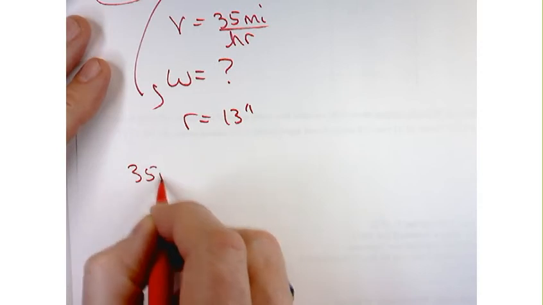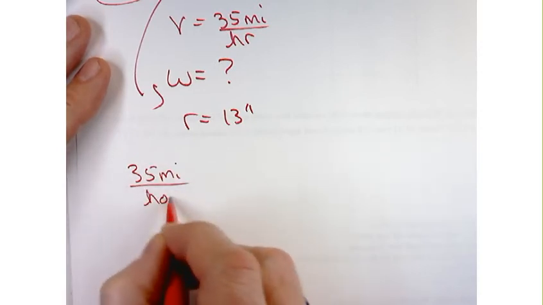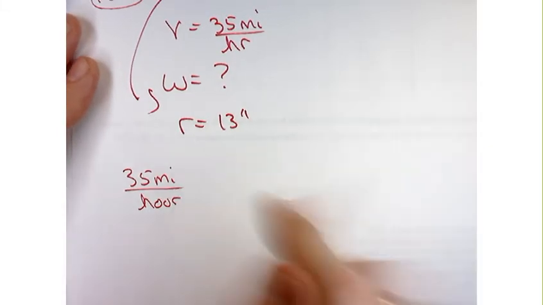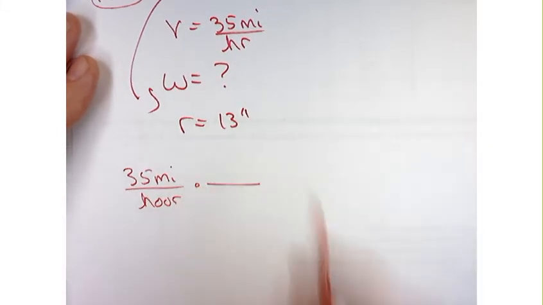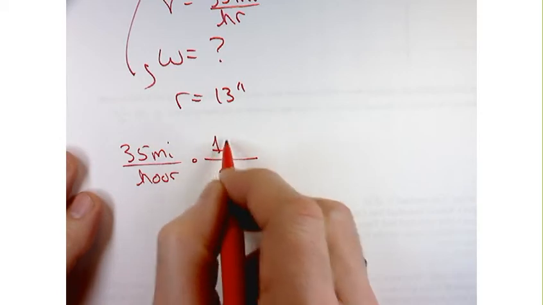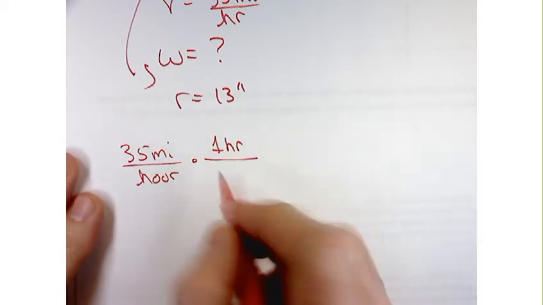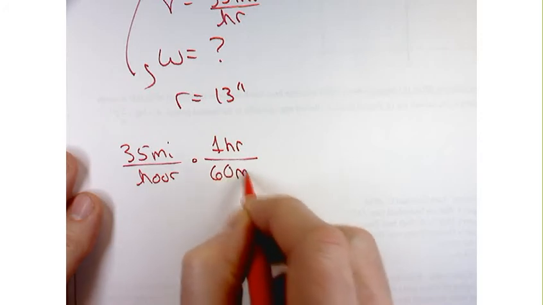So 35 miles per hour. Now, I guess the first thing I'll do is I'm going to want to get rid of units of hours and replace it with units of minutes. So I'm going to put units of hours up top, 1 hour. And 1 hour is going to get replaced by 60 minutes.